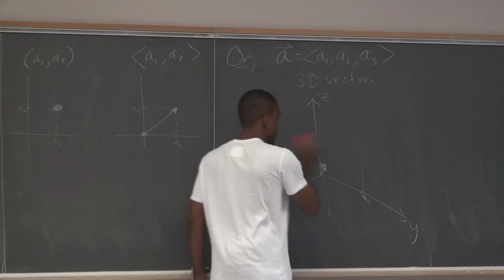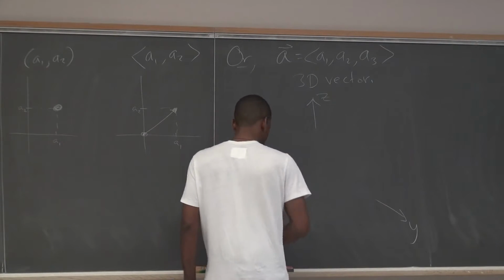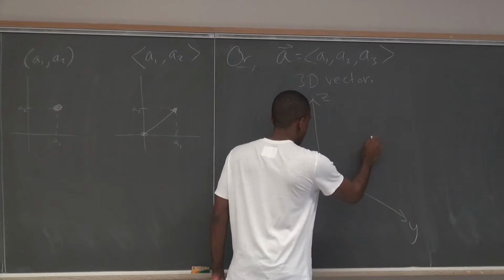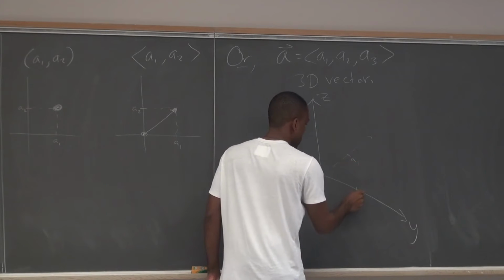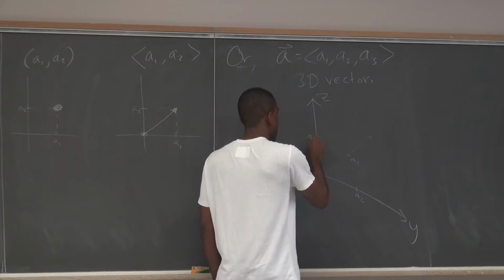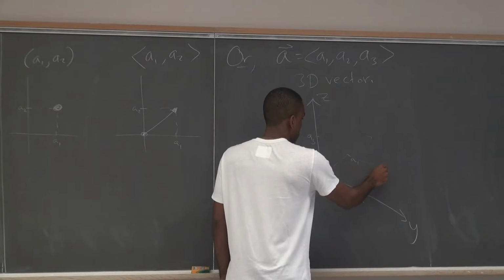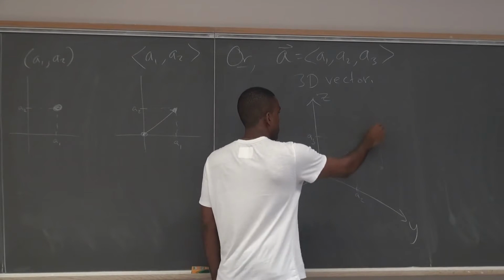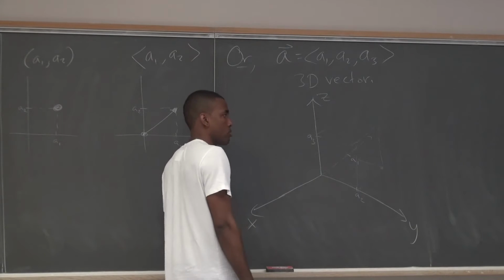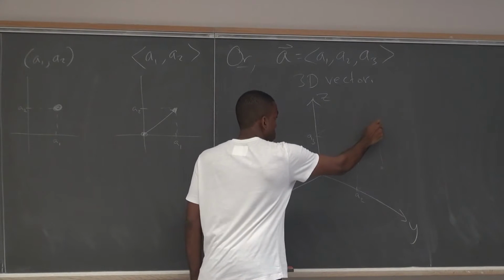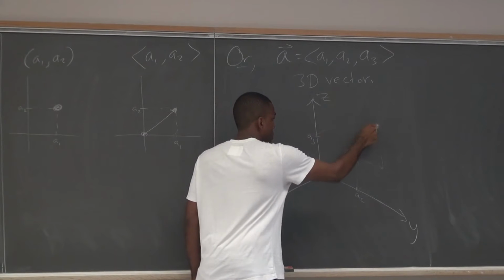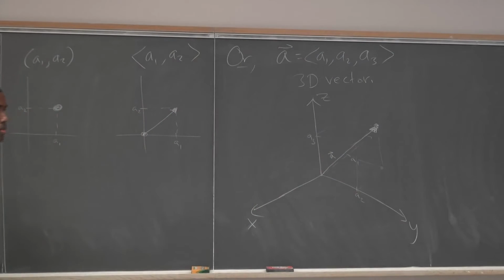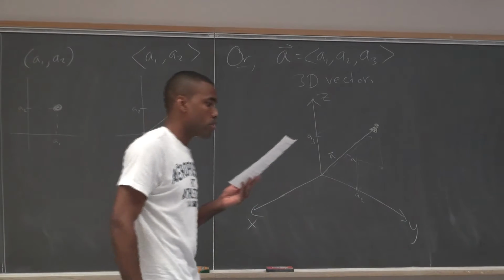Let me draw something that looks nicer. Let's say A1 is over here, A2 is over here, A3 is over here. So you connect those in the XY plane, but when you add the Z coordinate, you end up with this rectangular box, and it goes from the origin to that corner over here. So that would look like the vector A. Just follow the 3D coordinate system, and that can also work.